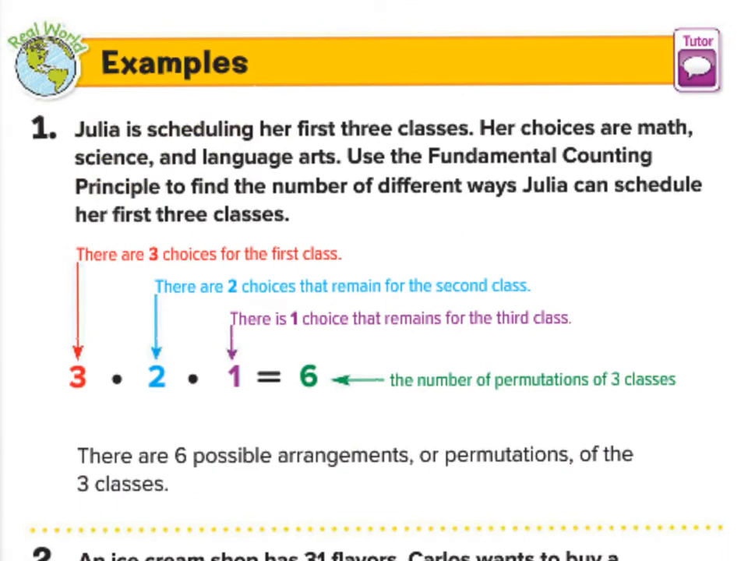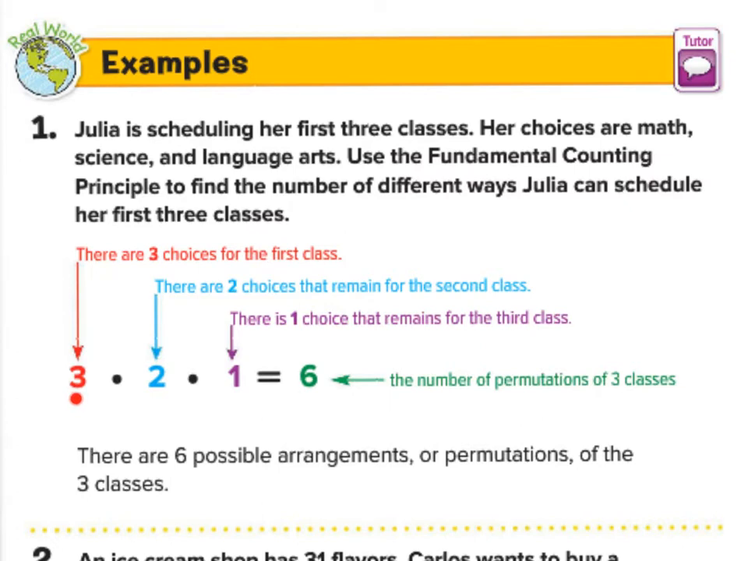Okay, so here we have another example where we're given 3 initial choices, right? And then once you choose one of those choices, you're only left with 2. And then once you've chosen from those 2, you only have 1 left, right? Let's read it. Julia is scheduling her first 3 classes. Her choices are math, science, and language arts. Use the fundamental counting principle to find the number of different ways Julia can schedule her first 3 classes. So she has 3 classes to choose from: math, science, and language arts.